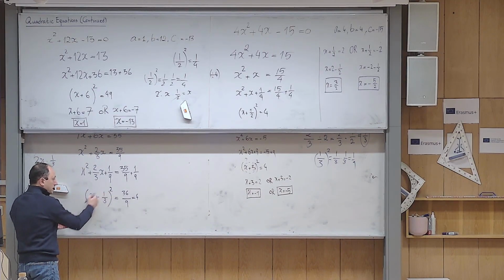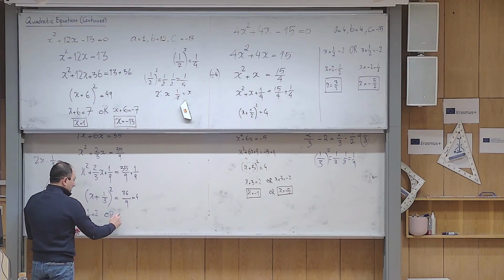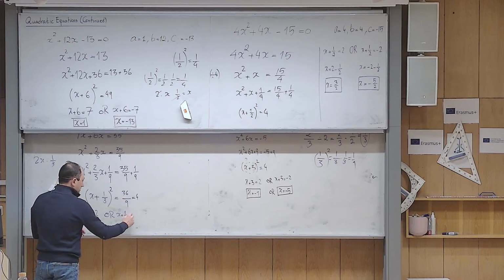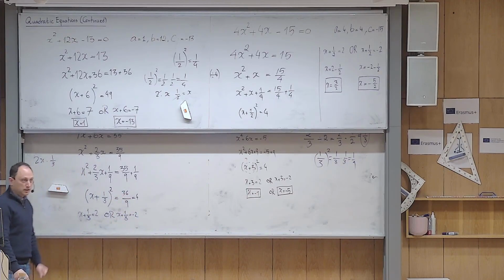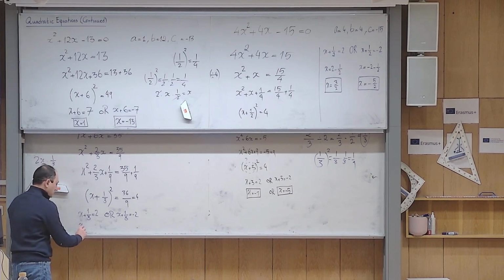Something to power 2, a number to power 2 is 4. I have 2 options. Either that number is 2, or x plus 1/3 is minus 2. Yes? And then from here, what is x? It is 2 minus 1/3, which is 5 over 3.